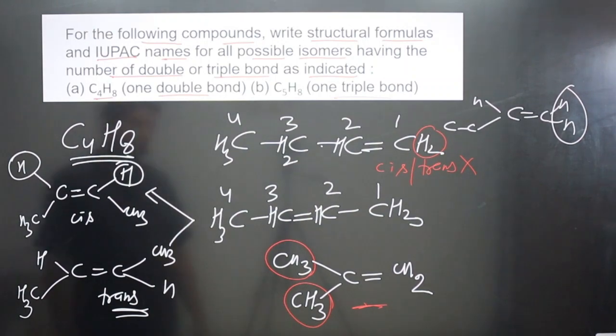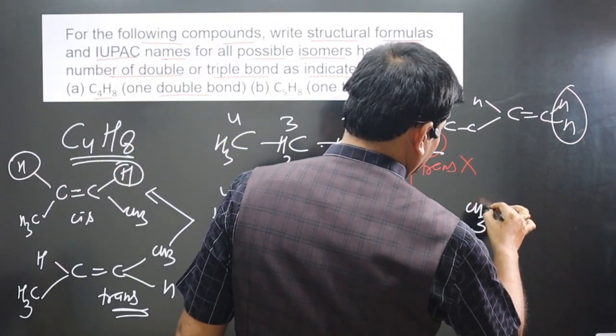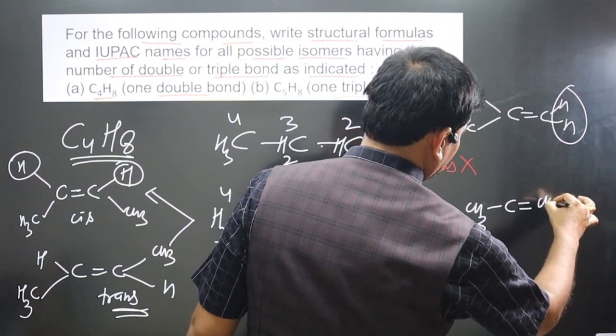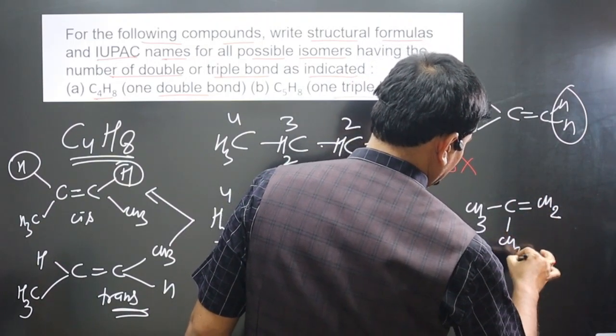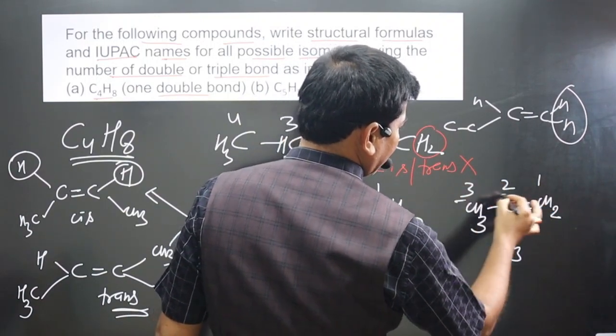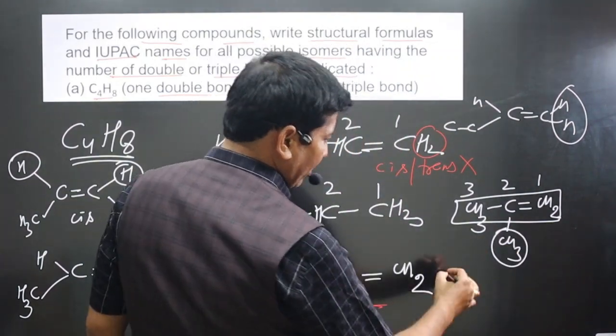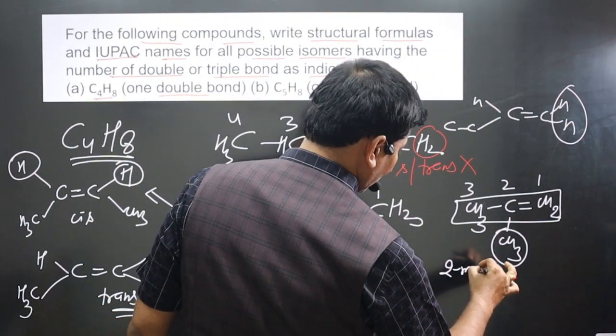We have to do the naming for this compound. So how can we do it? Let's say we have CH3, then C with a double bond, CH2 is there, and here we have CH3. We can do the numbering: 1, 2, and 3. This is the parent chain for us. Branching we got at the second carbon, so we can mention 2 methyl.